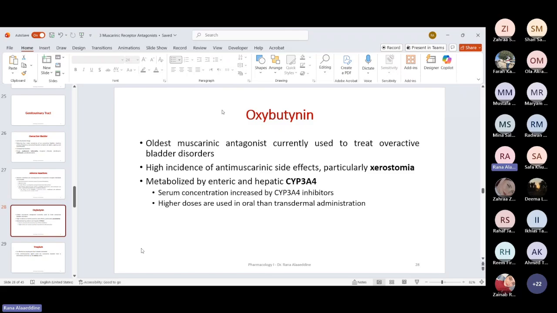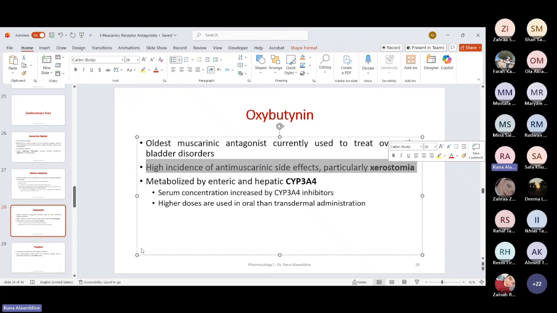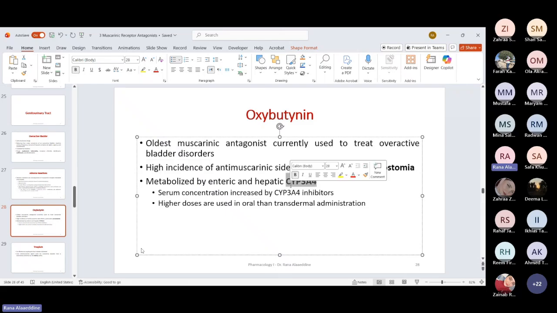So the first one is oxybutynin. Oxybutynin is this drug, okay? It's one of those drugs that are used to treat an overactive bladder. It has a very high incidence of xerostomia, so it causes a lot of symptoms of dry mouth. And it's usually metabolized by enteric and hepatic CYP3A4.